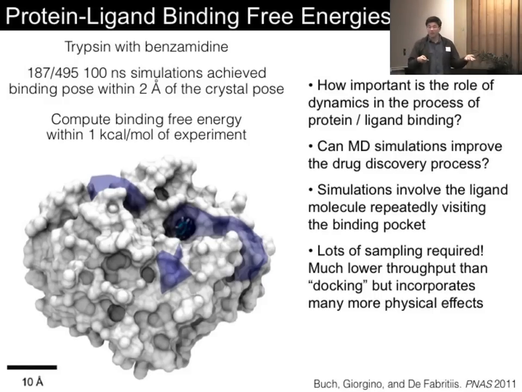Another thing you might want to use molecular dynamics for in a biochemical setting is to calculate protein-ligand binding free energies. So how strongly does a molecule stick to a protein? This could be a drug molecule or something. You might want to understand why a particular small molecule drug works so well, or you might even be working at a drug company and you have this molecule you really like that you want to see how well it works. These simulations involve the ligand molecule repeatedly visiting the binding pocket and leaving again. So it's a pretty expensive simulation, but it could give you more accurate results.